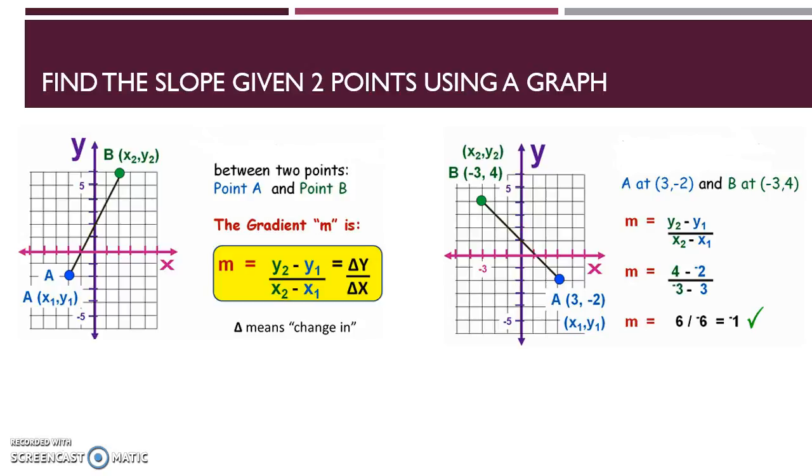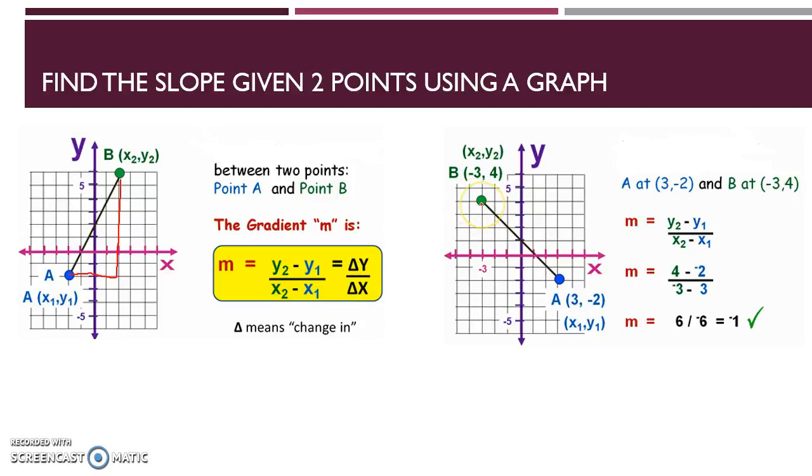And finally, we can find the slope given 2 points using a graph. To do so, we have to just remember again that we're just looking for the change in y over the change in x. So we want to know between our 2 points, how much vertical change there is compared to how much horizontal change. We're going to drop a vertical change line and then a horizontal change line. So let's take a look.